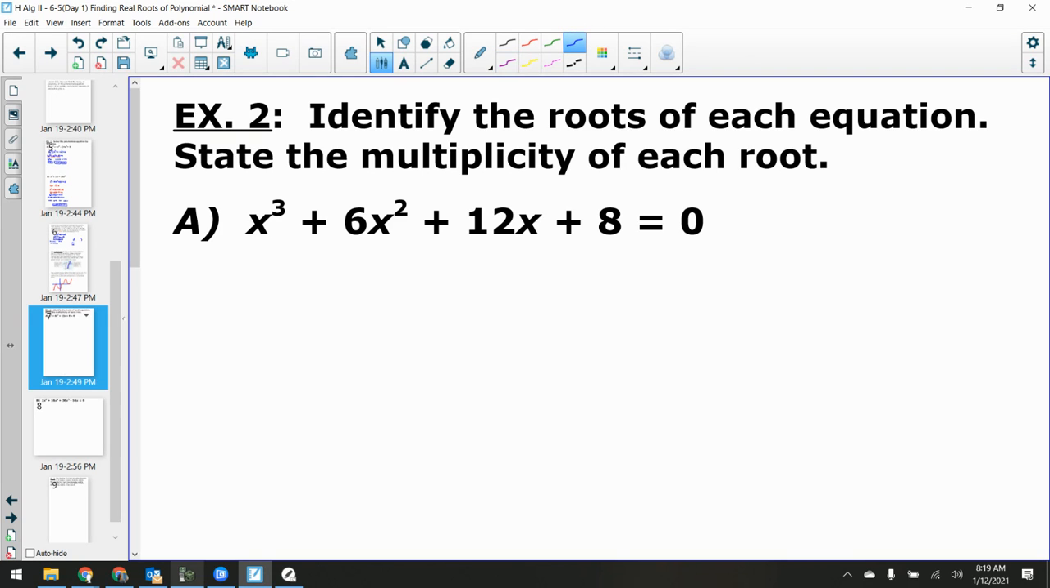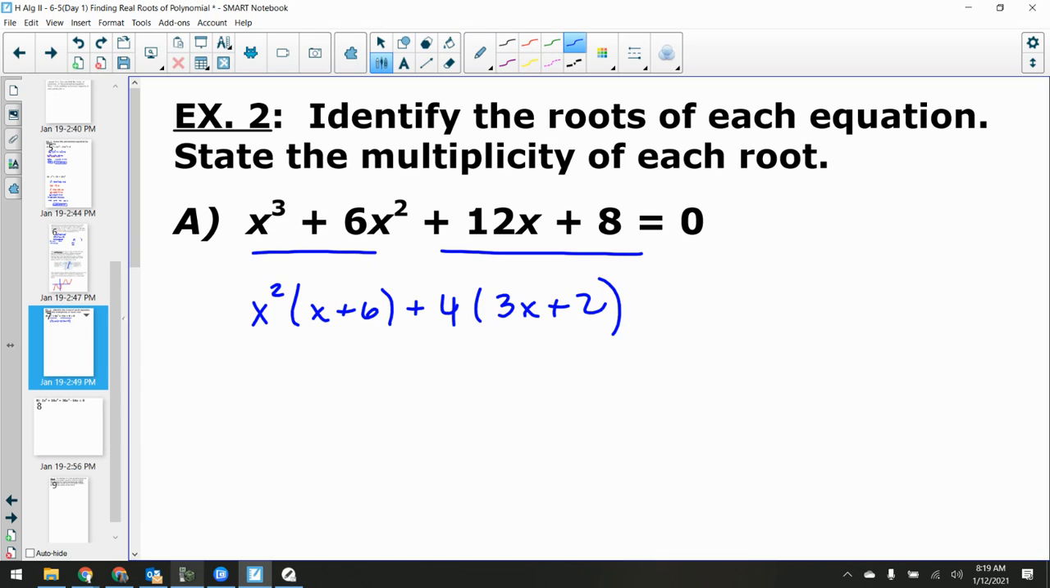Because this is a 4 term and it doesn't have a GCF, let's see if this factors by grouping. Guess what? Does this factor by grouping? Bummer, dude.